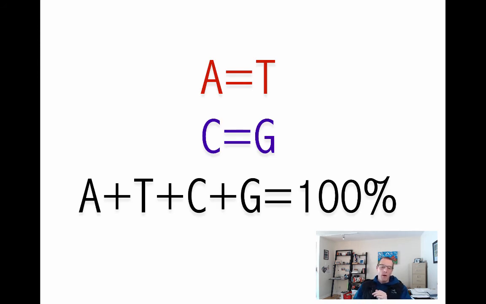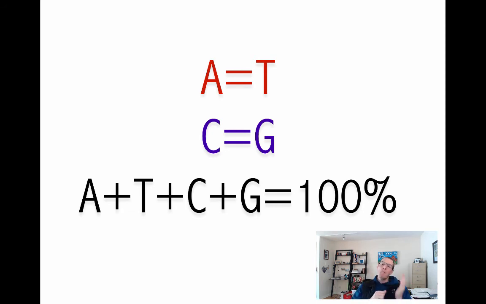So, let's finish up with looking at some base pairing rules, and you're probably familiar with the fact that A base pairs with T, adenine base pairs with thymine, C base pairs with G, cytosine base pairs with guanine. And so if you have an adenine in a piece of DNA, you must have a thymine. And if you have a cytosine, you must have a guanine.